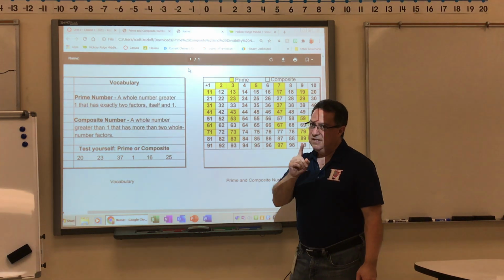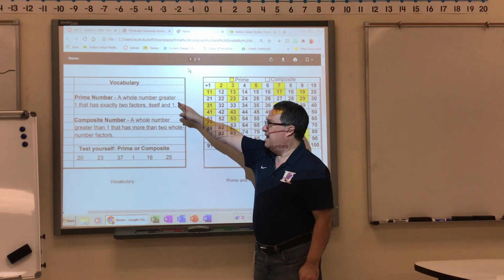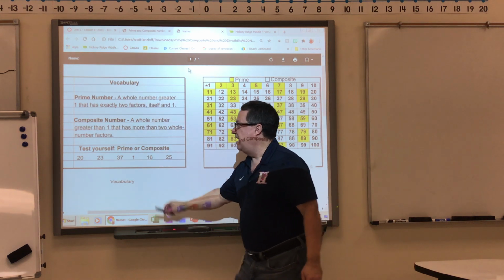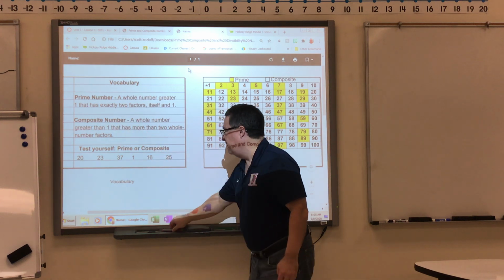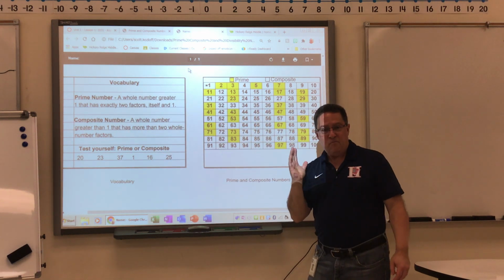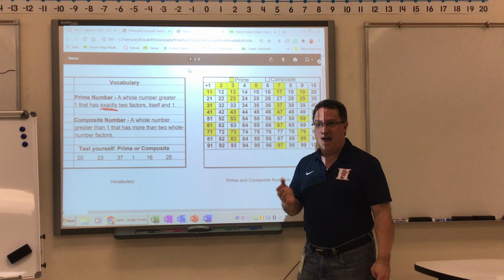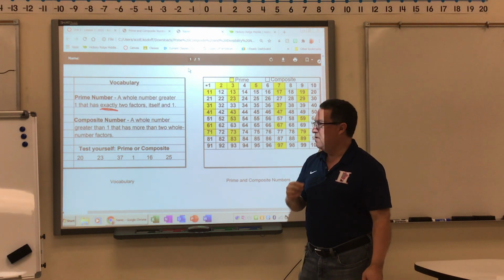Okay? So once again, prime number, exactly 2 factors. So I'm going to underline exactly. I try to underline, but this isn't working. So exactly 2 factors. Okay?